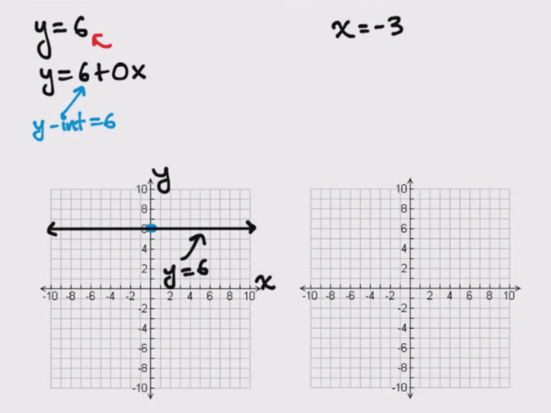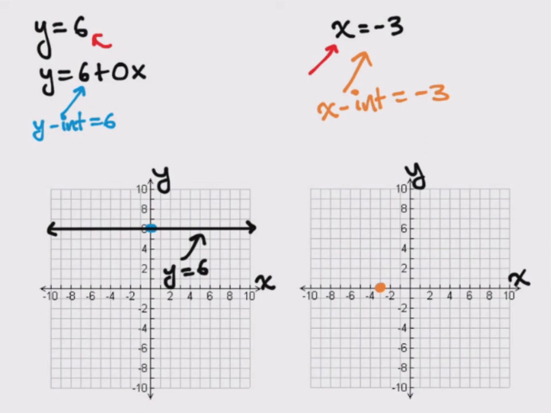Alright, last one. Let's graph all the solutions to the equation x equals -3. Now in this equation, we don't have any y's. Well, at least I'm sure we can agree that the x-intercept is going to have to be -3. But what about the y-intercept? The y-intercept happens when x is 0, but x is -3. It's never 0. It's always -3. So this equation, when we graph it, has no y-intercept.